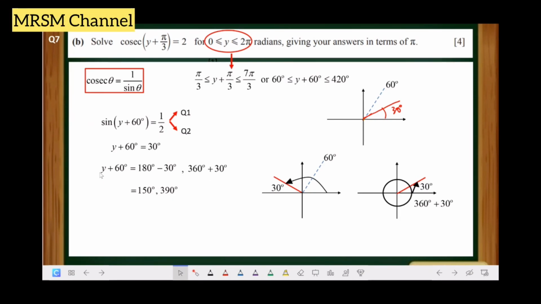So we want to find y. So we minus 60 from both: 150 minus 60, and 390 also minus 60. So you will get 90 degrees and 330 degrees. Okay, remember your answer should be in terms of pi. So we convert it back to pi.